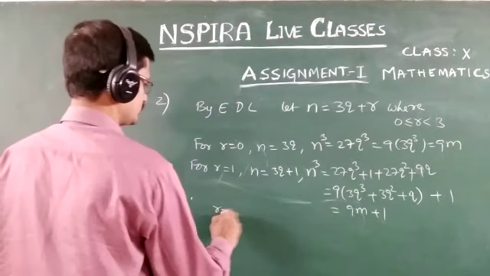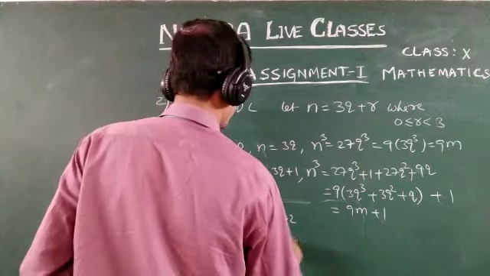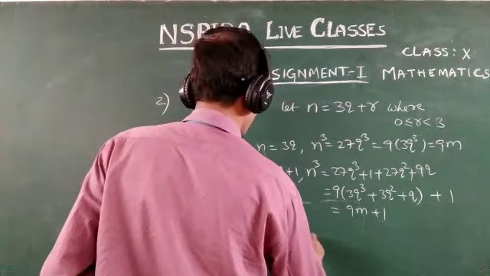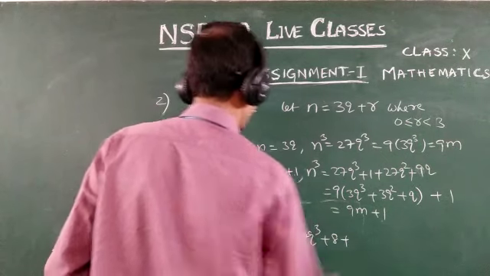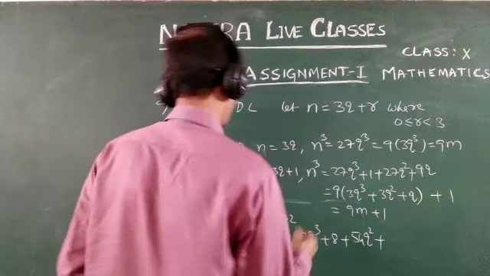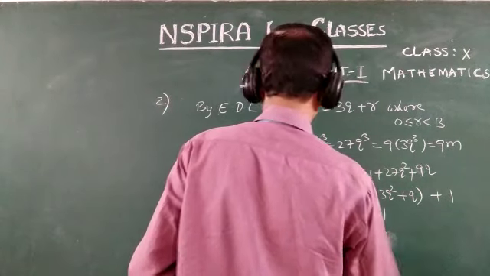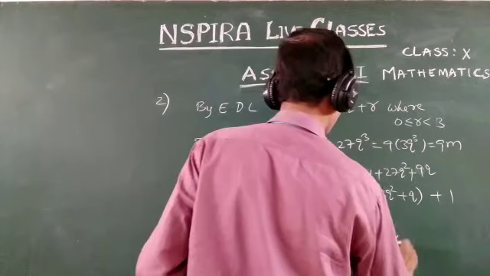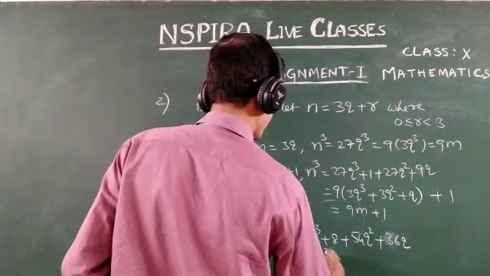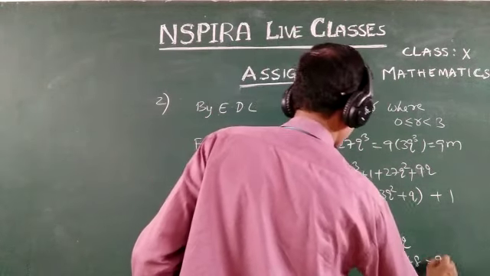Similarly, for r is equal to 2, n is equal to 3q plus 2. So what is n cube? 27q cube plus 8 plus 3a square b, so 54q square, plus 3ab square, so 12. See, 3 3s are 9, 9 4s are 36q. This can be written as 9 into (3q cube plus 6q square plus 4q) plus 8, nothing but 9m plus 8.